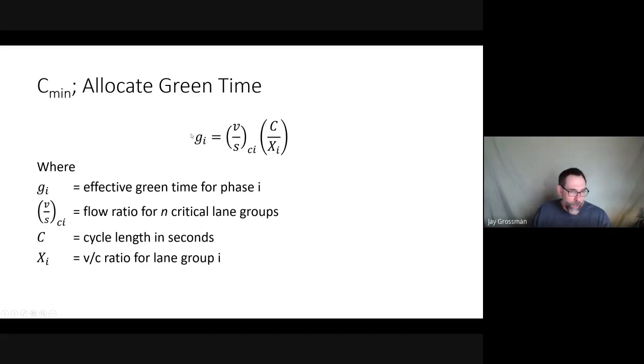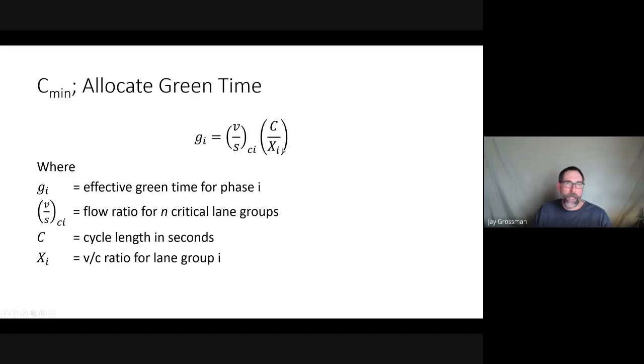Yeah, so your effective green time is what you're actually allocating. You're taking that V over S ratio for that critical lane group in that phase. So this is the green time for a certain phase: the critical V over S ratio for that phase times C, over your volume to capacity ratio for that group, so C over X sub i.